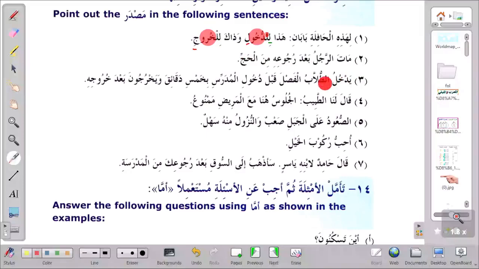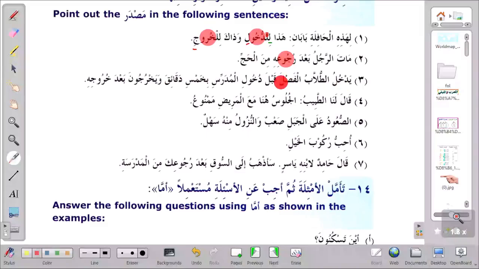So yadkhulu. Let's distinguish it. Where is it? Mata rajul ba'da ruju'i. So this is the masdar, right? Yadkhulu tullabul fasla. The students enter the classroom. Qabla dukhul al-mudarrisi, before the entry of the mudarris, bi khamsi daqa'iq, by 5 minutes. So when the teacher enters, after 5 minutes the students will also enter. So that's what it is.